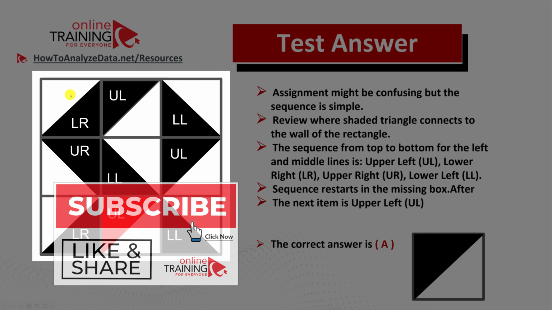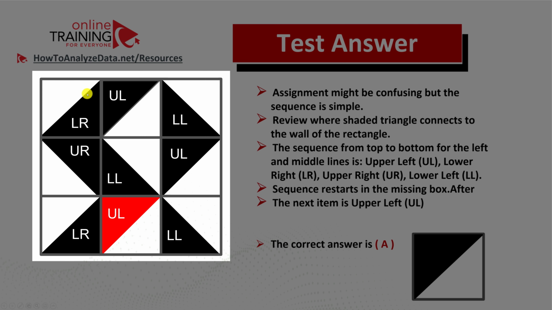So for example, if you look at the left and middle line, this is where the sequence is. You see that it starts with upper left, so we have upper connection and then left connection. Then goes to lower right, so we have lower connection and then right connection. Then goes to upper right, and then goes to lower left. And then this is the missing box, where we need to find the missing square.